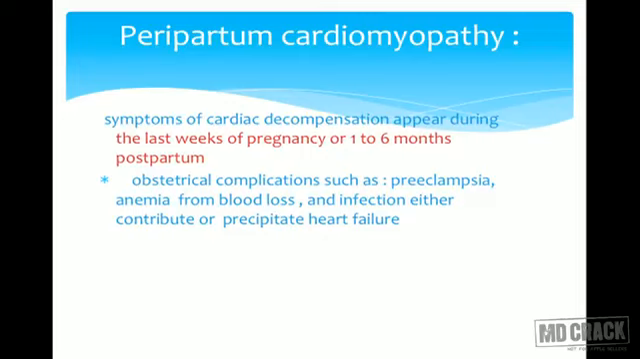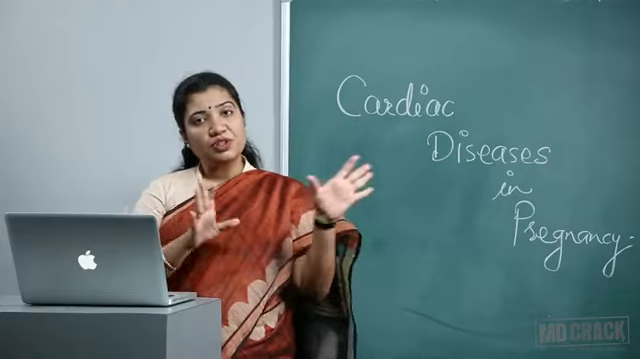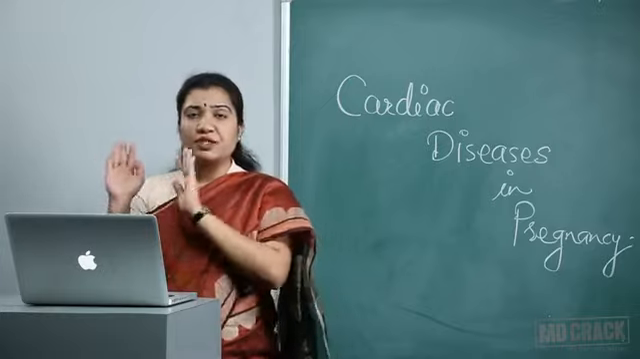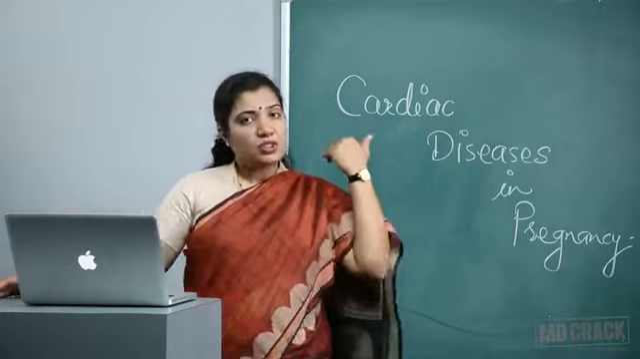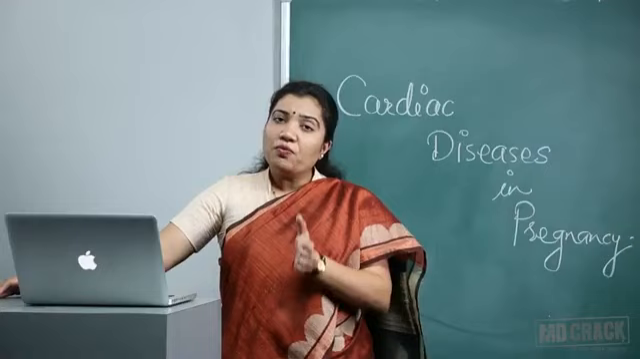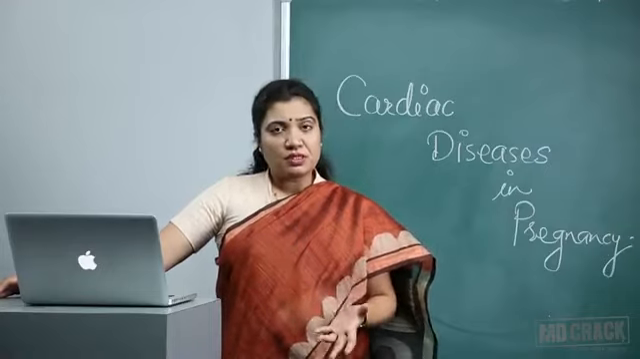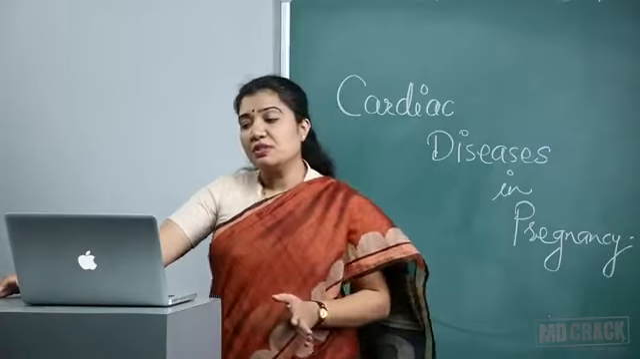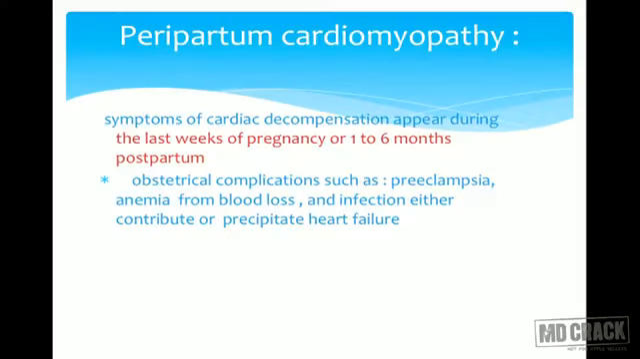The symptoms of cardiac decompensation appear during the last week of pregnancy or maybe 1 to 6 months peripartum. It means we think she delivered fine, third stage, fourth stage, everything fine, eight days fine, she's gone home, and then maybe one month later the symptoms start. One to six months, anytime the symptoms can be there. So this is a disorder which is dreadful. Again, the prognosis is very bad.